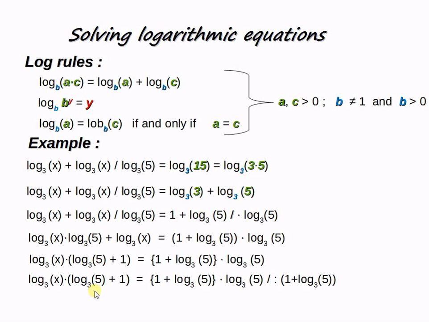which leads us to the conclusion that log base 3 of x is equal to log base 3 of 5. And finally, by applying the last rule to the last equation, we drop the logarithms and get the final solution, which is x is equal to 5.